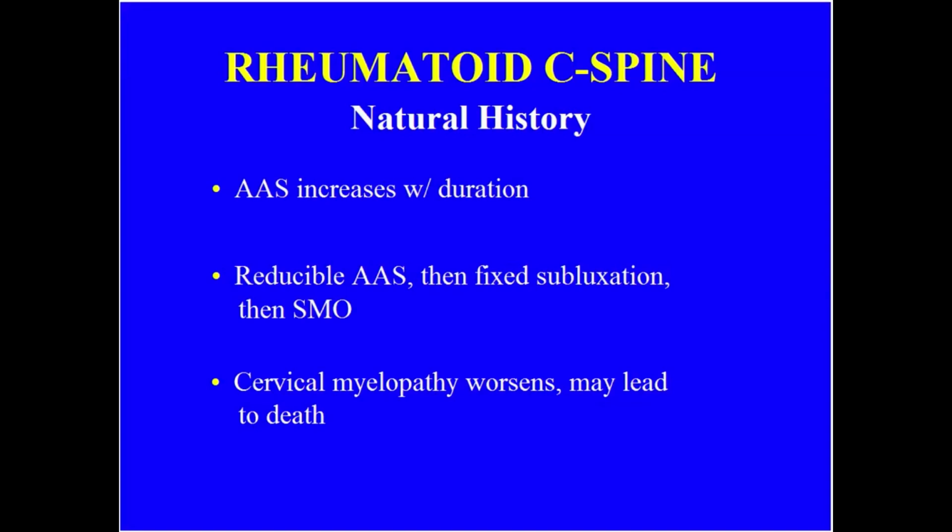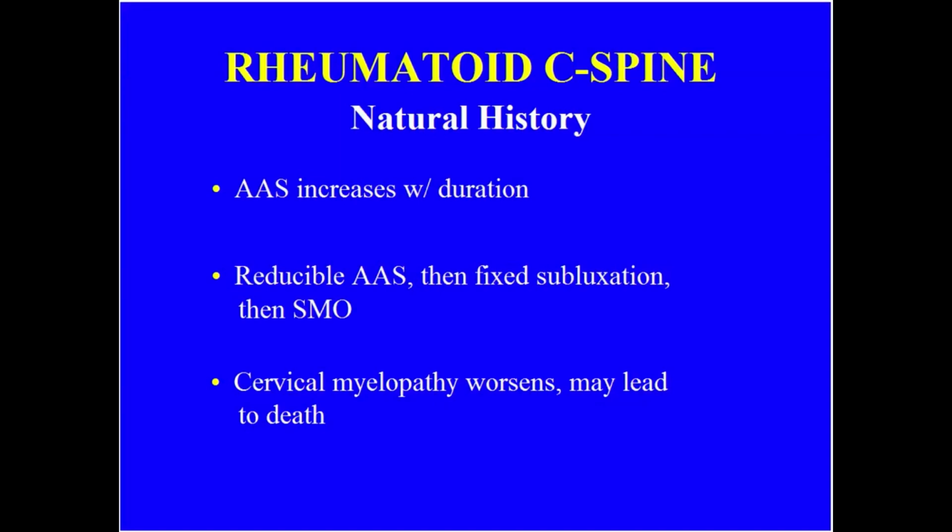A fair amount is known about the natural history of rheumatoid involvement in the cervical spine. We know that atlantoaxial subluxation increases the longer you follow these patients. Once you start to get instability, it's going to get worse over time. A common pattern is that patients frequently will have reducible atlantoaxial subluxation. In other words, they go from 8 millimeters back to 2 millimeters, and then eventually it becomes fixed for whatever reason. And then the disease progresses up a level, and they get superior migration of the dens. So it's not necessarily a good thing when dynamic instability at C1, C2 converts to fixed subluxation, because they may be getting ready to advance the disease.